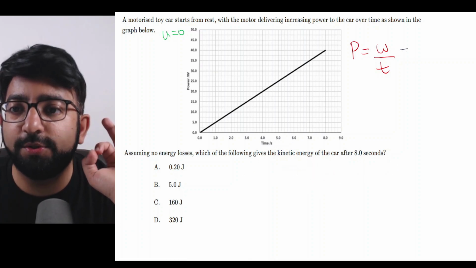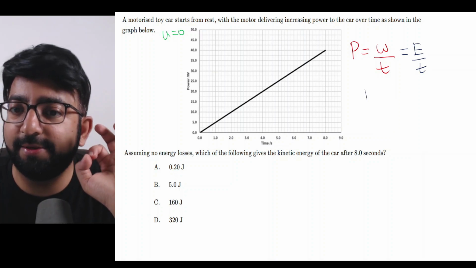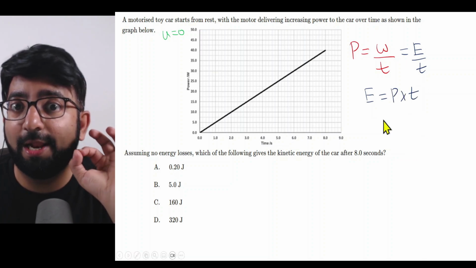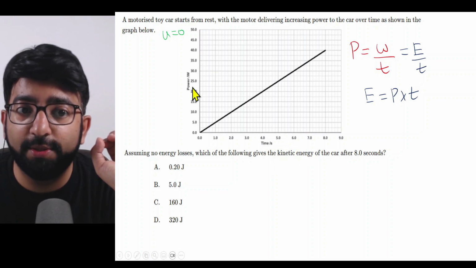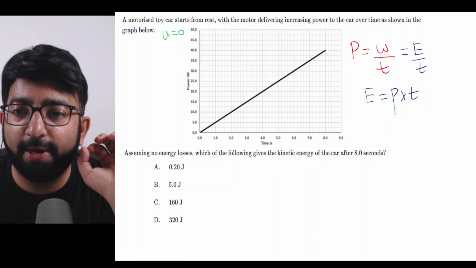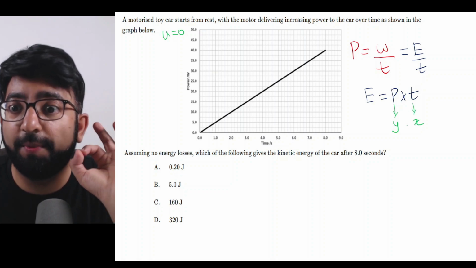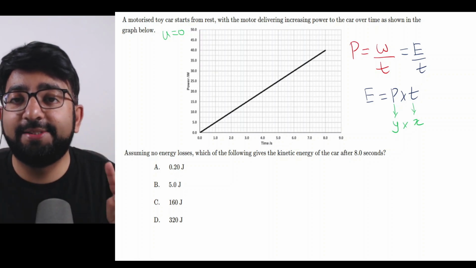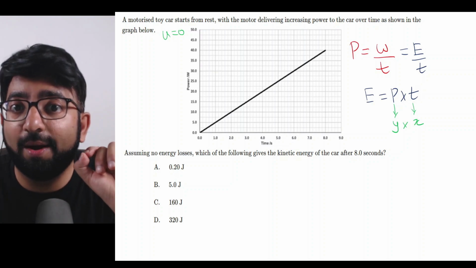Power is also written as energy by time. So let us make E, energy, the subject. We will get power into time. Now this formula will help us identify the right approach. On the x-axis, we have time. On the y-axis, we have power. So let me write P, power, is the y-axis and time T is the x-axis. Which means the x and y are getting multiplied together. And that is the hint. If x and y are getting multiplied together, you will do area under the graph.